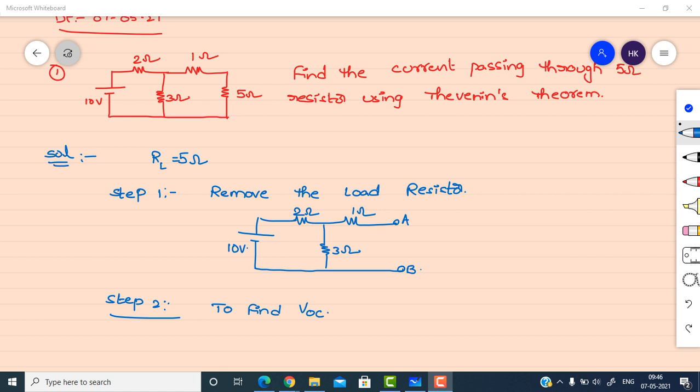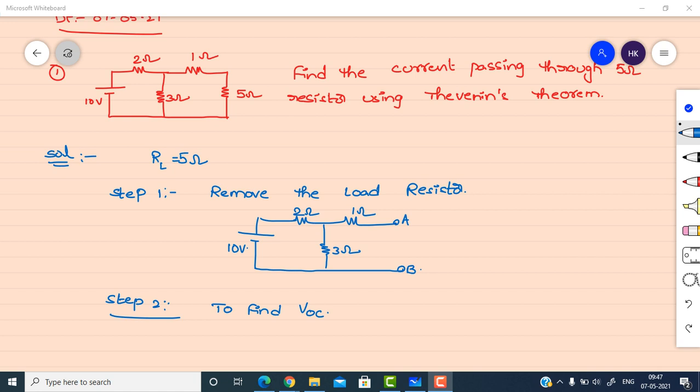So in the given circuit, first you have to identify the load resistor. Find the current passing through 5 ohm resistor using Thevenin's theorem. It is a given problem. So you have to find out the current passing through 5 ohm resistor. Then this 5 ohm resistor will be the load resistor. So RL is 5 ohm.